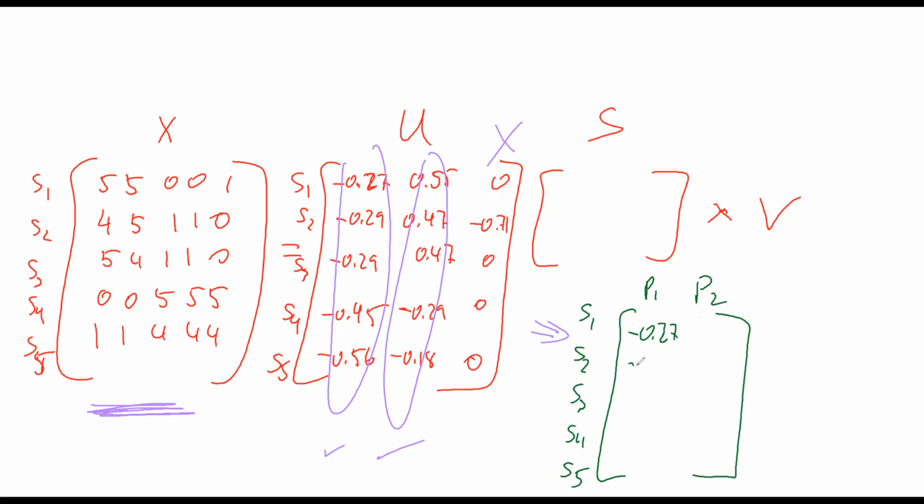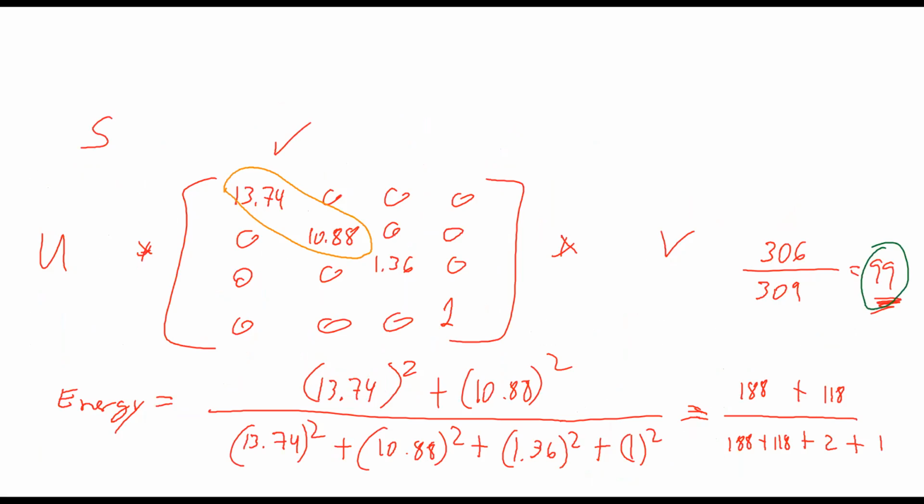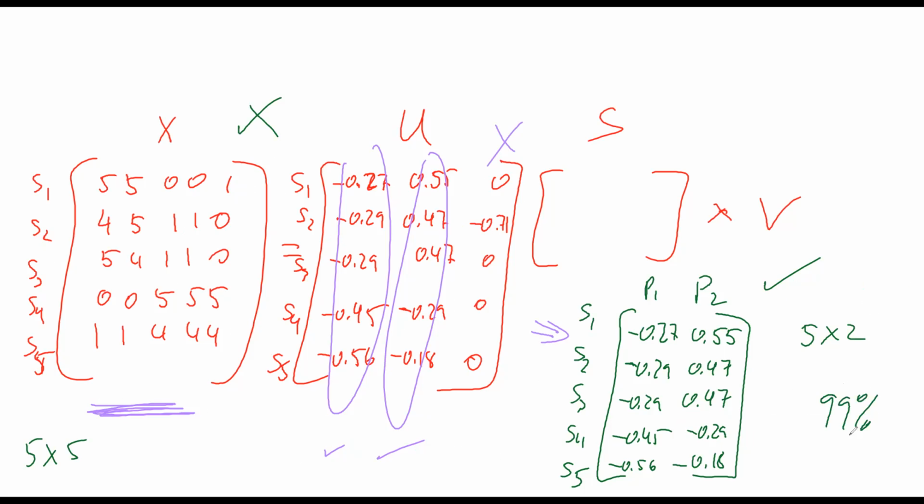Minus 0.27, minus 0.29, minus 0.29, minus 0.45, minus 0.56, minus 0.18, minus 0.29, 0.47, 0.47, 0.55. So all of my machine learning I can do not on this one, which is 5 by 5, but I can just do it on this one, which is 5 by 2. You see that? That's compression. I compress the data effectively by using not principal component analysis, but singular value decomposition. And I know from our previous calculation that I retained 99% of the data. Look at what a great result, so you have a lot of confidence that your algorithm can work really well.